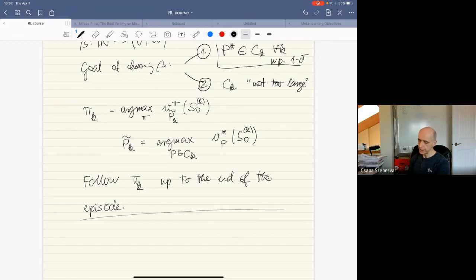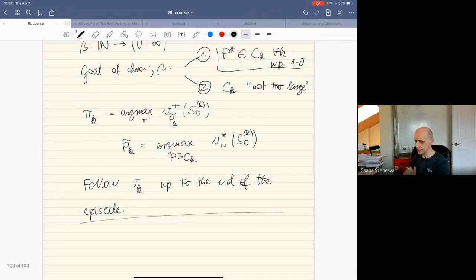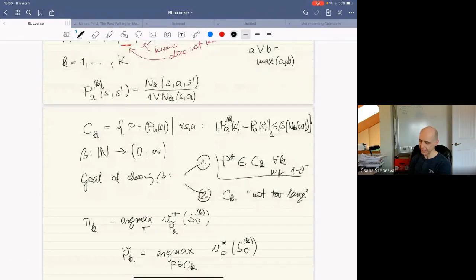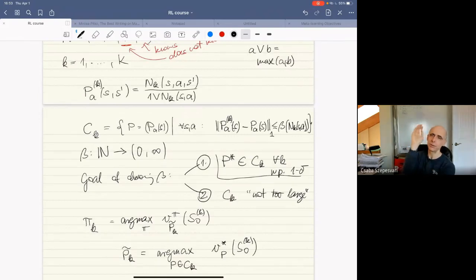Okay, so one little thing that is still unfinished, and that we should at least take off the list, is that at the very beginning, when k equals 1, of course, all the counts are 0. So you have not seen any data yet. So the estimated transition probabilities are going to be 0. And what should be the beta? So what's beta of 0?